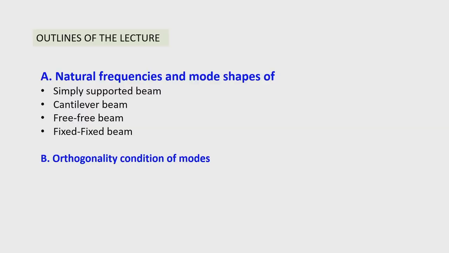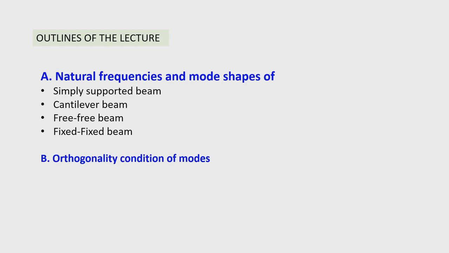So today the outline of my lecture will be: first, I will cover the natural frequencies and mode shapes of simply supported beam, cantilever beam, free-free beam, and fixed-fixed beam. These are the basic boundary conditions. That means it may be pinned at one end or both ends. Then it may have one end fixed, the other end free. That type of beam is called a cantilever beam and is very common in various applications in civil engineering, as a canopy beam, which is actually like a cantilever. Even the aircraft wing can also be modeled as a cantilever beam.